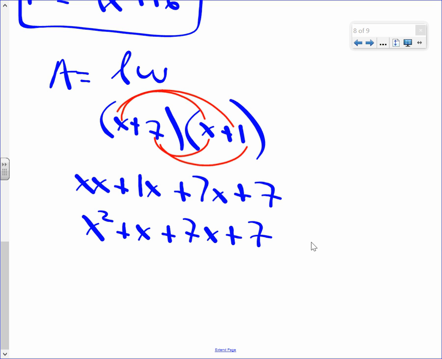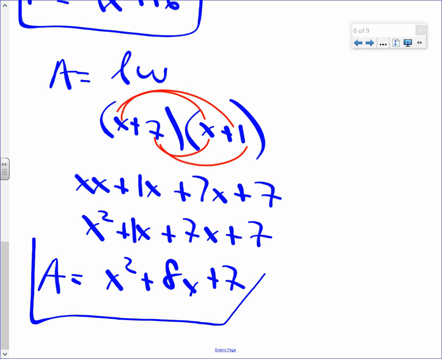Like terms, help. What are my like terms here I can combine? 7x and the 1x, huh? There's a 1x there. That makes 8x. Here's our final expression, ladies and gents. So the area is x squared plus 8x plus 7. We're rocking and rolling.